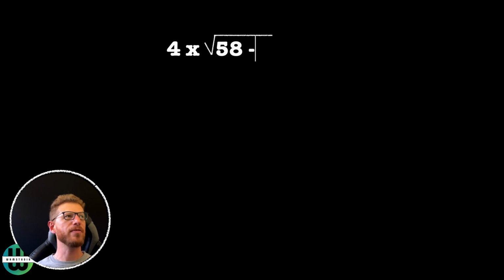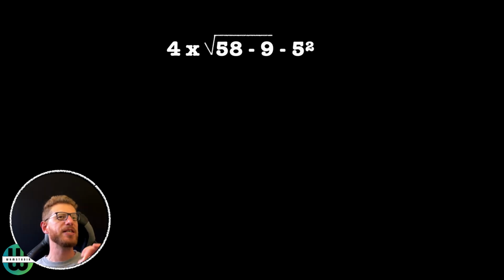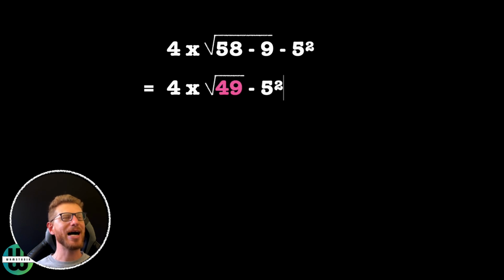Now let's look at 4 times the square root of 58 minus 9, so 58 minus 9 is underneath the square root, minus 5 squared, or 5 to the power of 2. I'm first going to work with my square root there, and I'm going to follow that square root rule, where when I add and subtract, I first need to add and subtract underneath the square root. So 58 minus 9 will give me 49.